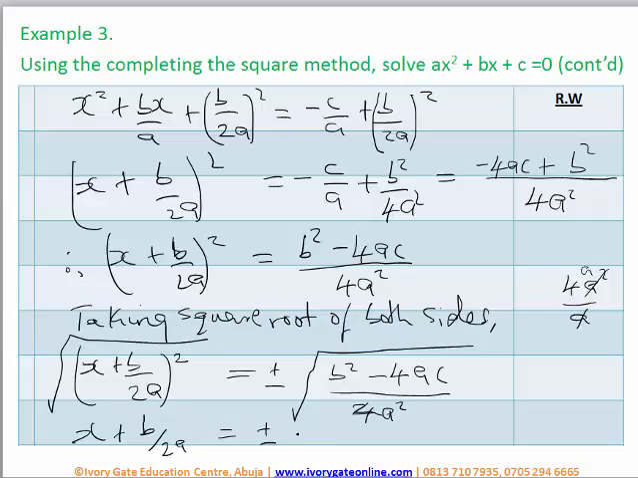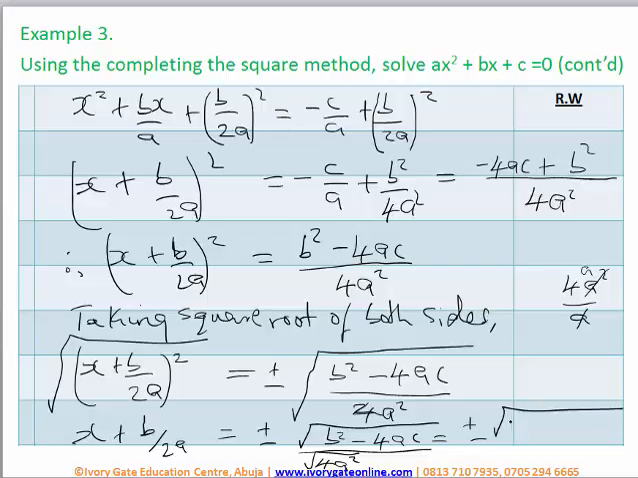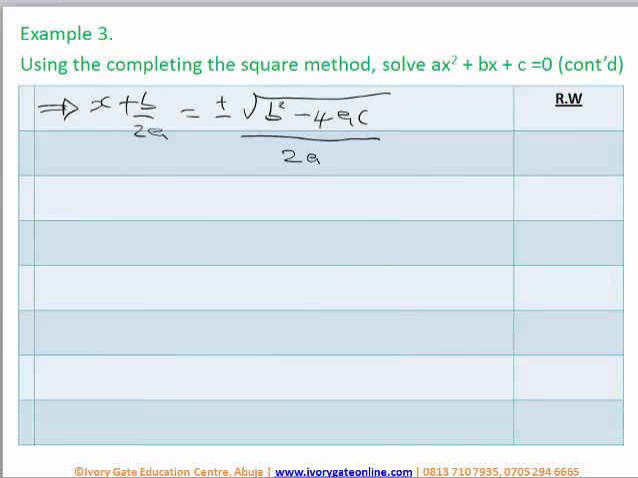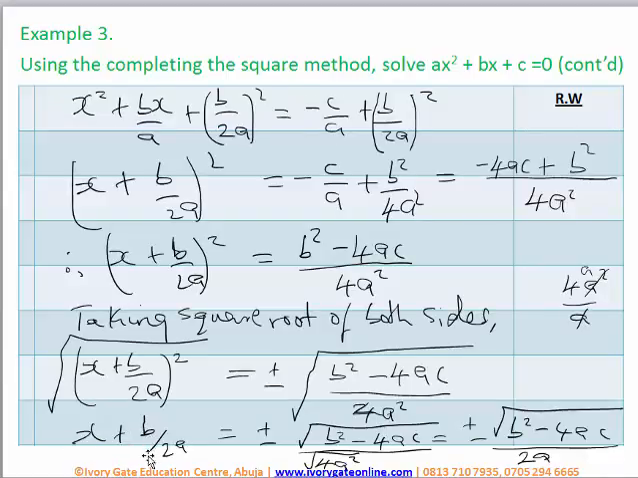this gives us square root of, we can separate it and say b squared minus 4ac all over square root of what? 4a squared. Then this gives us plus or minus square root of b squared minus 4ac all over square root of 4 is 2 and square root of a squared is a. Okay, this implies that we now have x plus b over 2a is equal to plus or minus square root of b squared minus 4ac all over 2a.